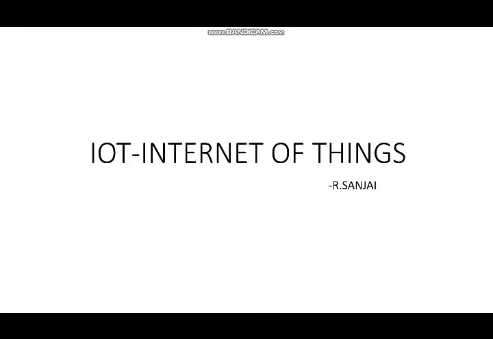We can access things in your home. For example, if you have a robot connected to the internet, you can access it in any country. If the robot is in America, or you are in India and the robot is in Europe, you can access it using the internet to control the robot.